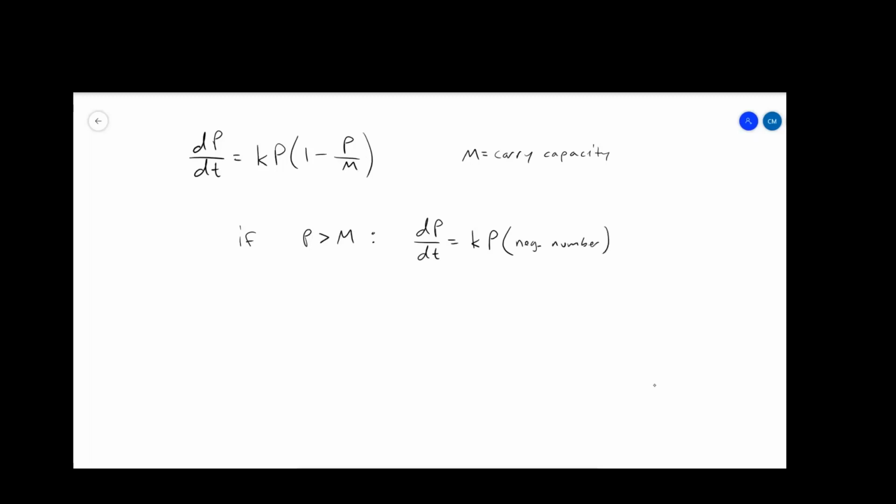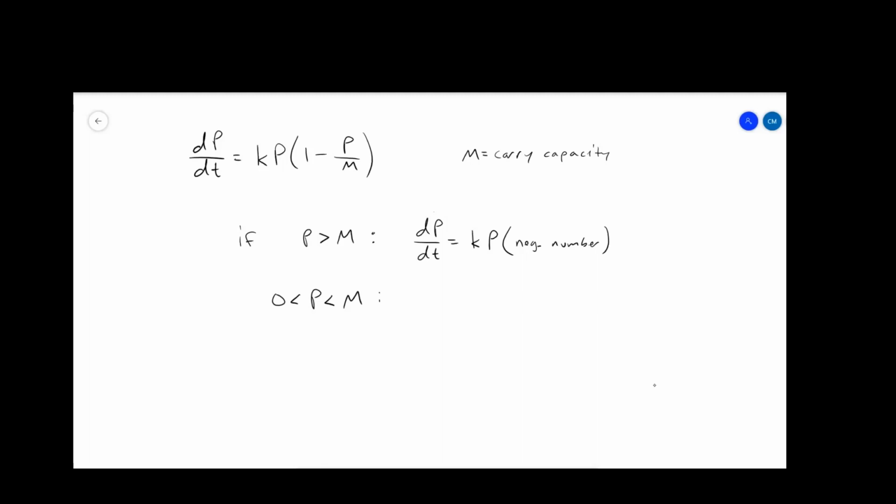So kP times a negative number. The fact that it is negative makes the entire right side of this equation negative. But the left side is the rate of change. So if the right side is negative, then the left side is negative. And what does it mean for the derivative to be negative? It means that the population is going to be declining. And so this does what we want it to do for P greater than M, if the population is bigger than the carrying capacity. What about if the population is less than the carrying capacity, but bigger than 0?